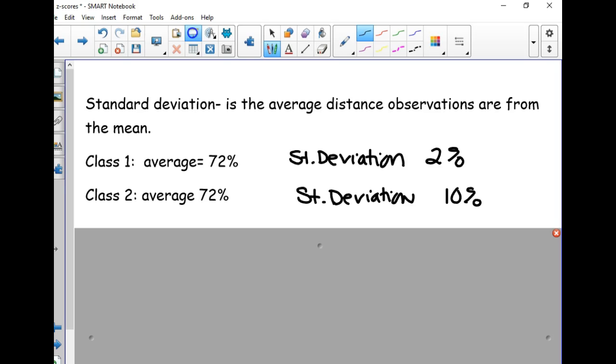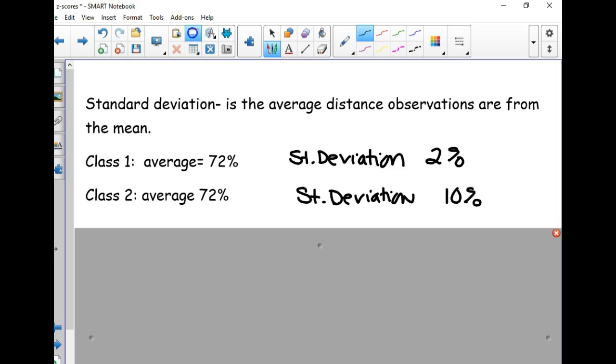Okay? But on class 2, the average standard deviation is 10%. So on average, people score within 10% of 72%. So they could get an 82% or a 62%. They can get above an 82% and they can get below a 62%. But the spread of the scores is further. It's more variable.